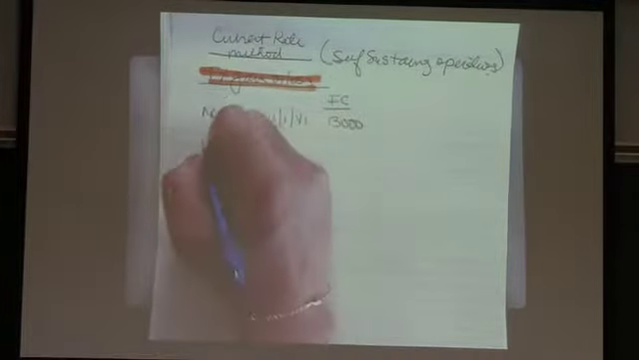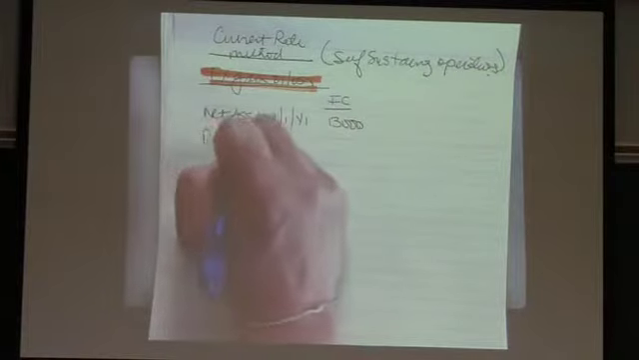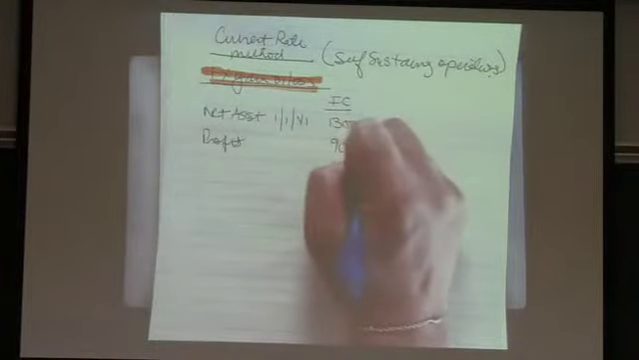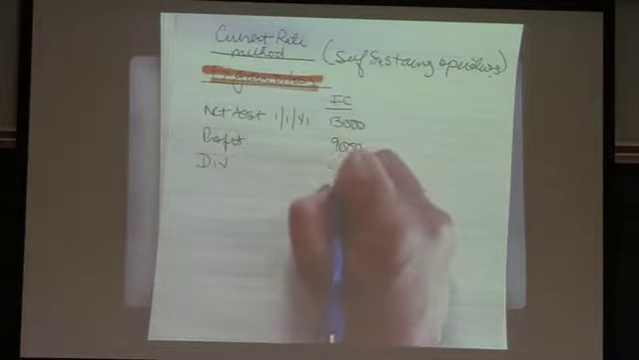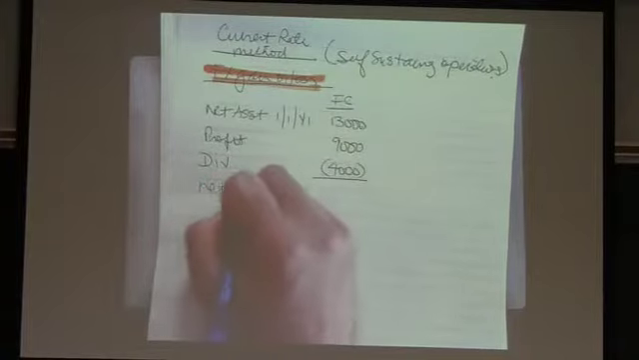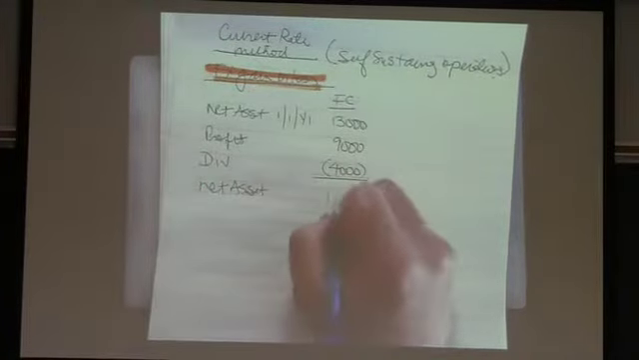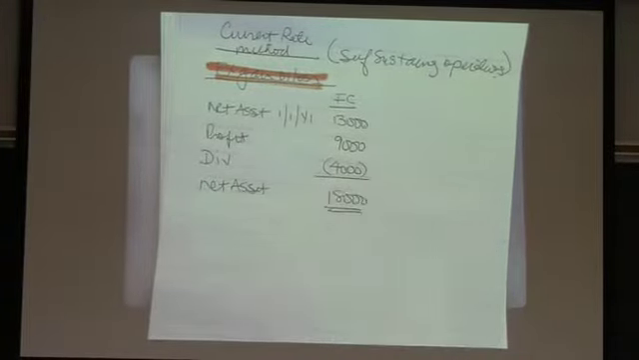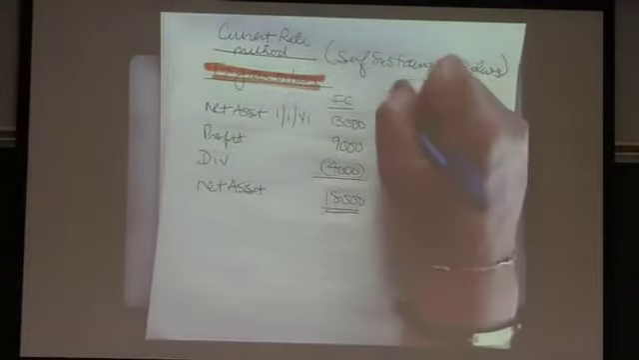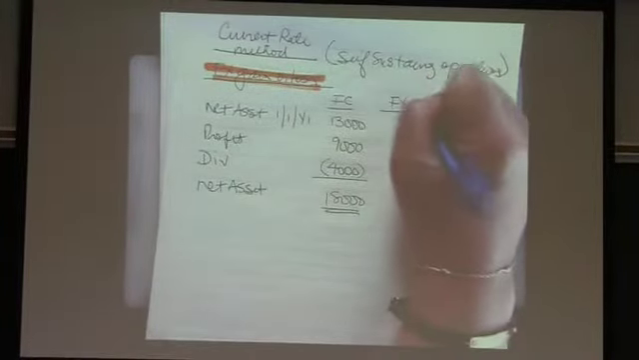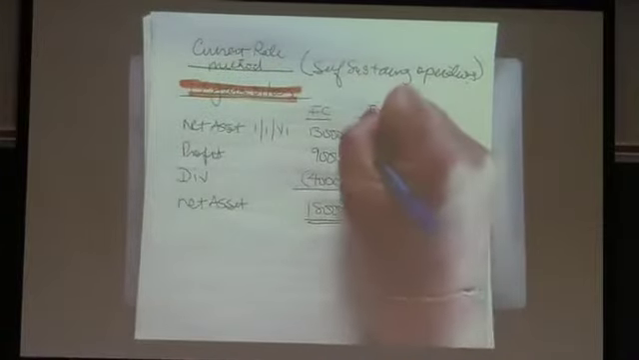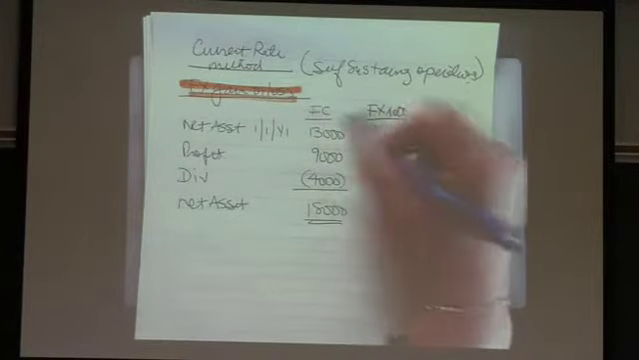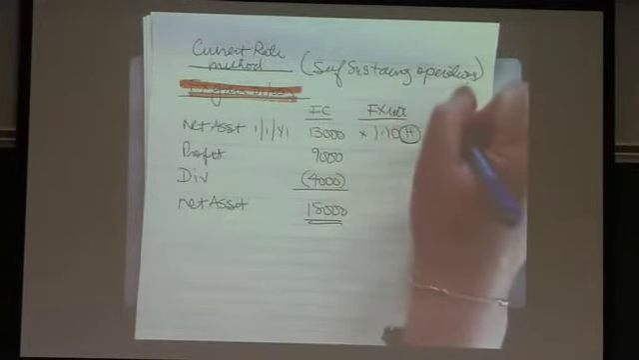Now, what changes the net asset from one year to the other? Well, one of them is profit. And that one we're told was 9,000, less dividends of 4,000. The net asset is 18,000. Okay? Now, what is the foreign exchange rate? So the net asset is going to be translated at the beginning of the year at the historical rate.